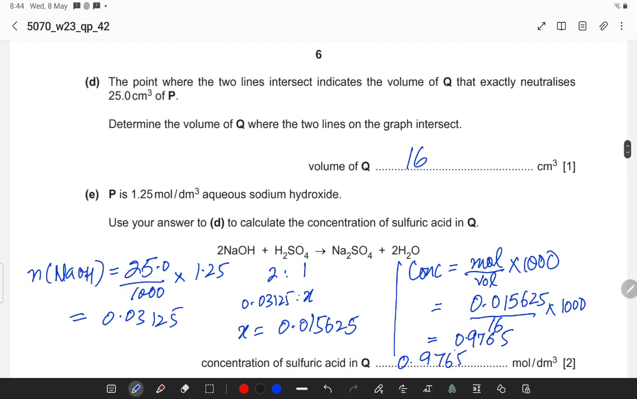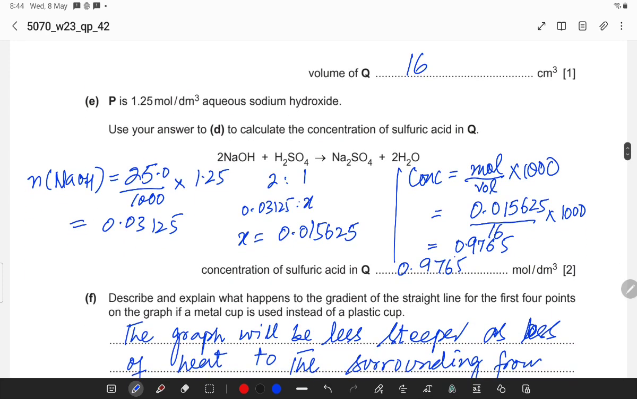Okay, the point where the two lines intersect indicates the volume of Q that exactly neutralizes 25 centimeter cube of P. Determine the volume of Q where the two lines on the graph intersect. So this volume is 16 centimeter cube. P is 1.25 mole per dm cube aqueous sodium hydroxide.